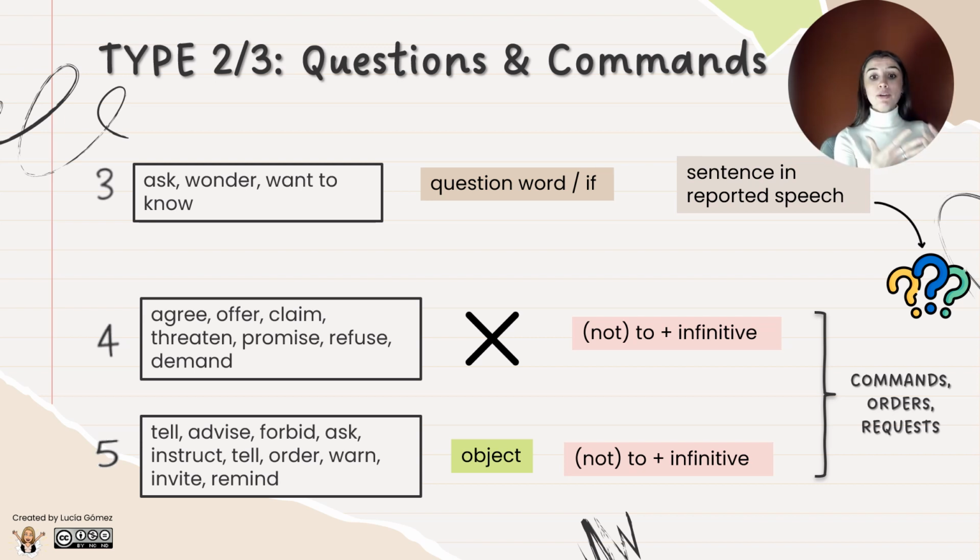Si hablamos de cómo introducir los commands, orders, and so on and so forth, in this case, the most common one was tell, for instance, el que tenemos en el apartado 5. Tell follows the following structure. It's compulsory to insert an object, and then depending on whether the command is in the affirmative or negative form, I'll do it with not to or only to plus the infinitive. Sin embargo, si el verbo que yo tengo no pertenece al grupo 5 y pertenece al grupo 4, me desharía del objeto y directamente diría, I don't know, he refused to whatever, ¿vale?